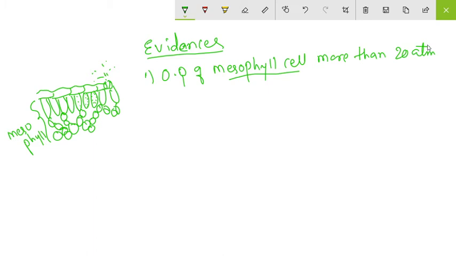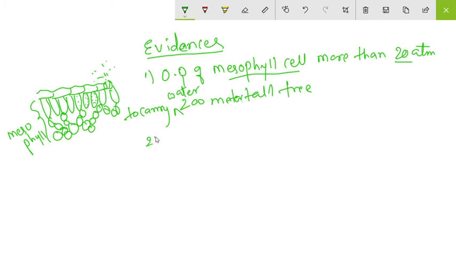Okay, it is indicated that this 20 atmospheric pressure is sufficient to carry the water up to 200 meters tall tree. Okay, it is more than enough. This 20 atmosphere, it is enough to carry water up to 200 meter tall trees. Okay, it is the first evidence.